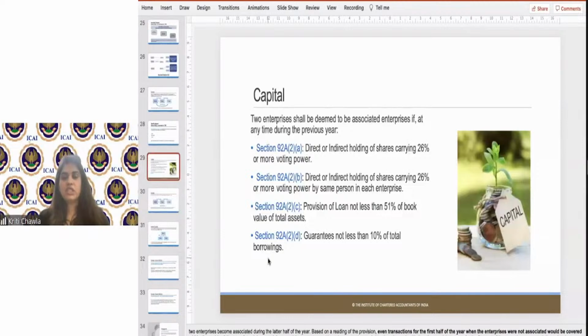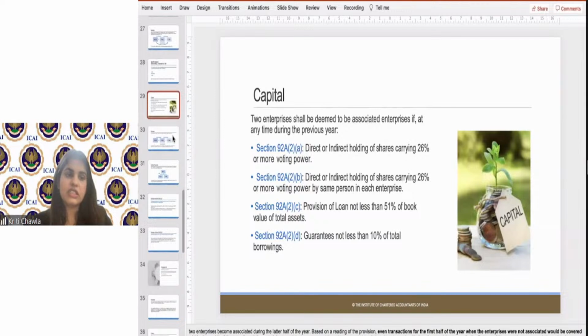Any questions on these four instances? Or should I continue with the fifth instance? So these are the four that we've discussed on capital. Okay. Any question?